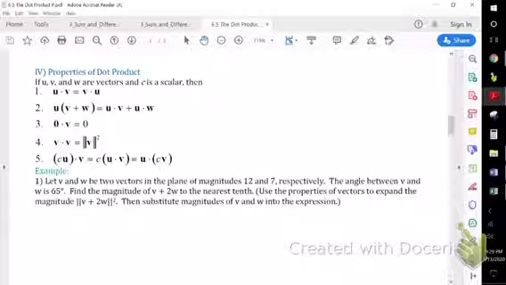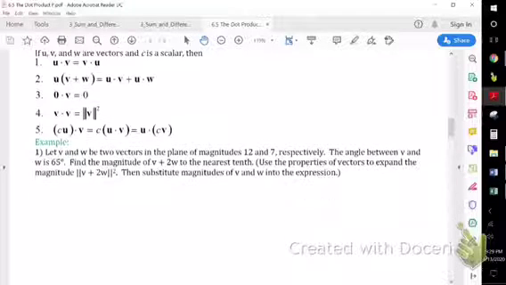If you have 0 dot v, for number 3 here, that's equal to 0, so your 0 property exists. You have v dot v, that's the same thing as the magnitude of v squared. And if you have (c times u) dot v, that's the same thing as saying c times (u dot v), which is the same thing as saying u dot (c times v). So it's associative as well.